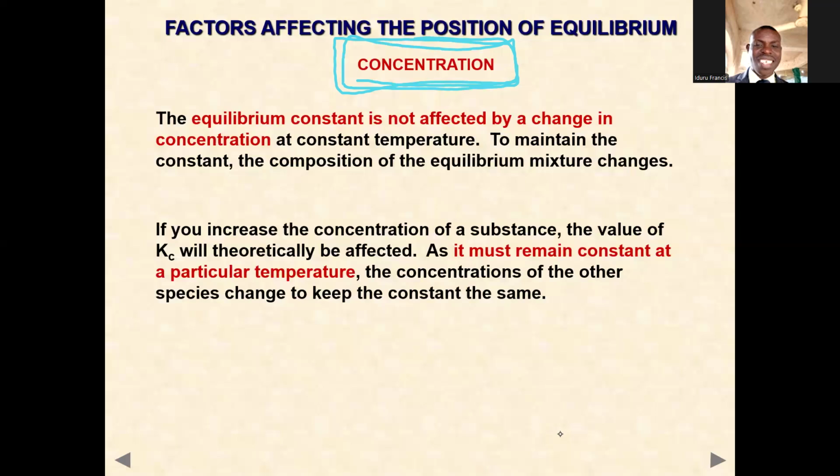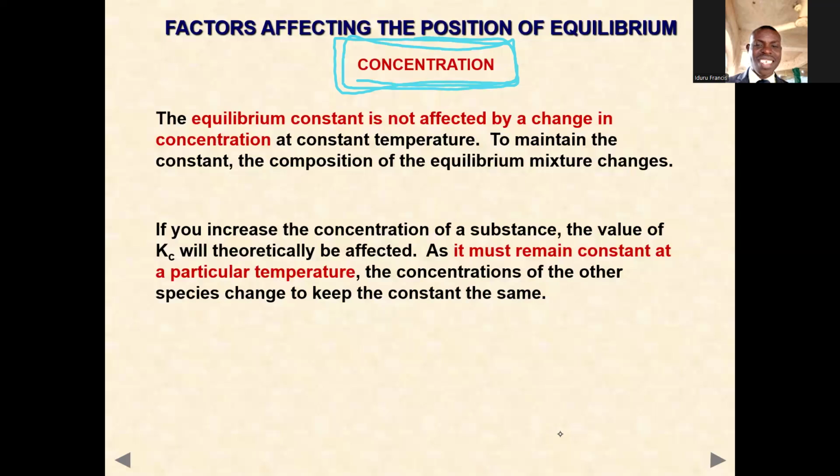Also, if you increase the concentration of the product, the position of the equilibrium will shift to the side of the reactant. So there will be more reactant compared to the product. Now, the concentration of the reactant will continue to increase until equilibrium position is restored. That is what is called concentration as it affects the position of equilibrium.